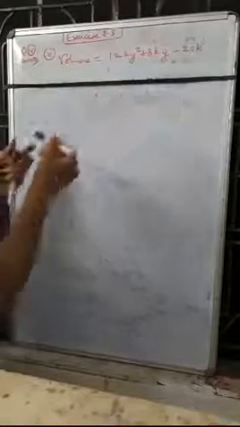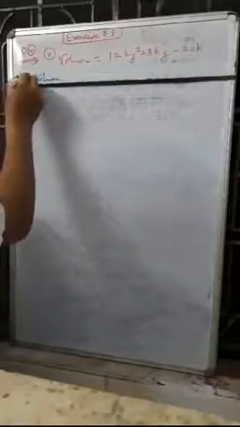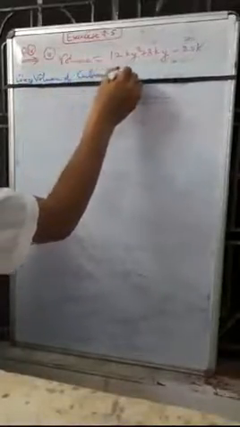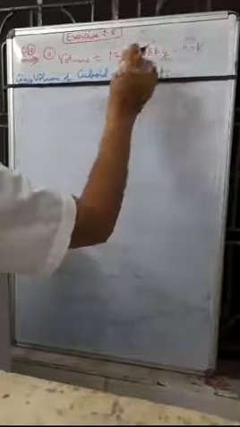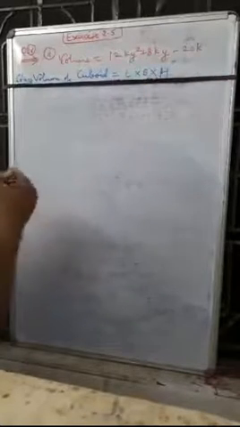Now we will solve one more question of volume. Volume is 12ky square plus 8ky minus 20k here. So volume is given by, so again we know that volume of cuboid is equal to length into breadth into height. So that means here we have to convert this equation into three factors. First one is length, second one is breadth, and third one is height. So how we will convert?